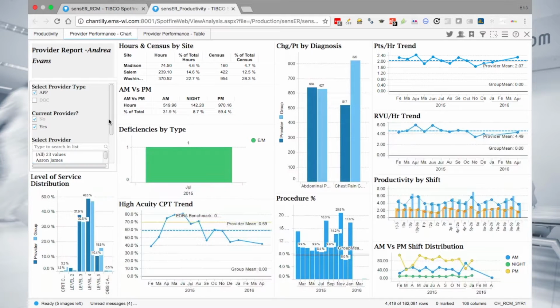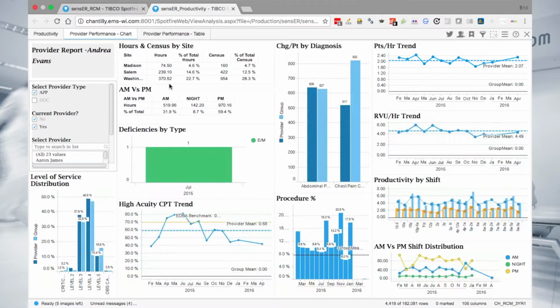Here we're looking at the provider's hours spent and census seen. Again, a very quick tabular view that allows you to focus on those sites where they saw more patients and have a better understanding of where this particular provider is focusing their attention and where you should focus yours.